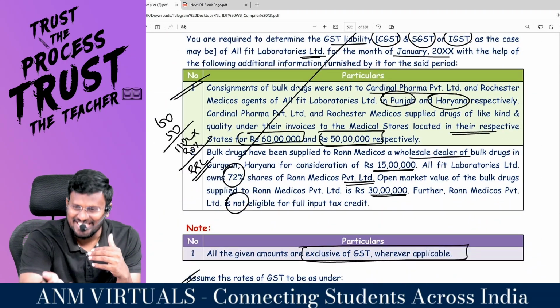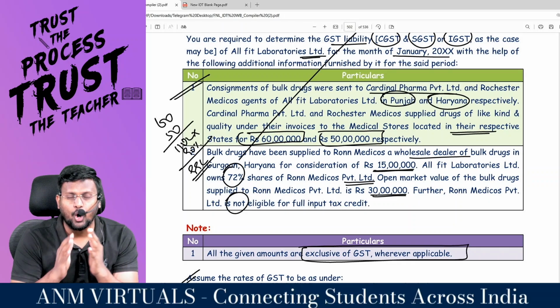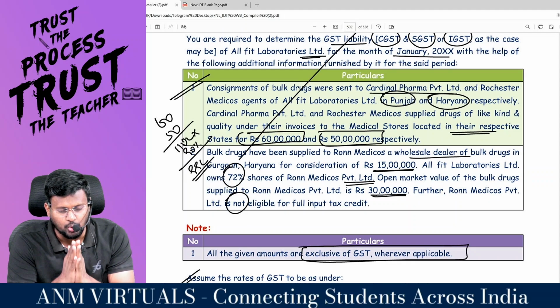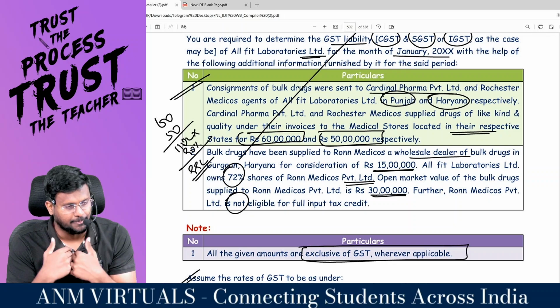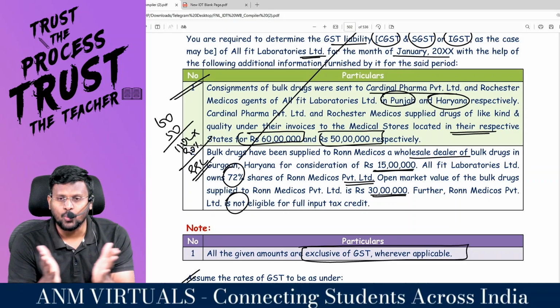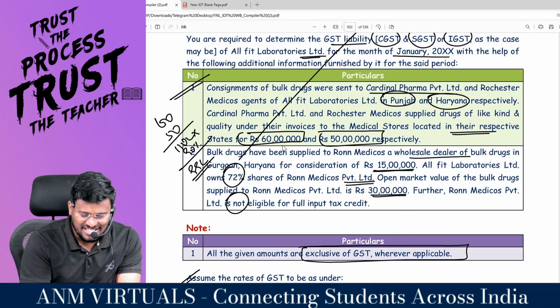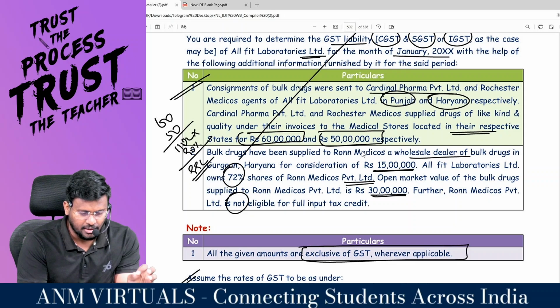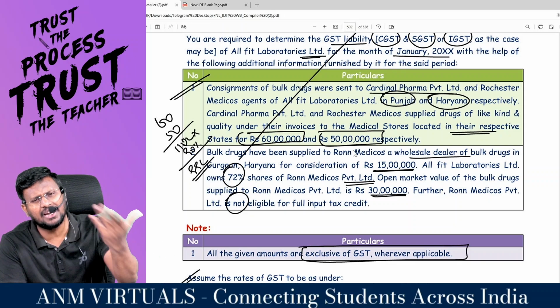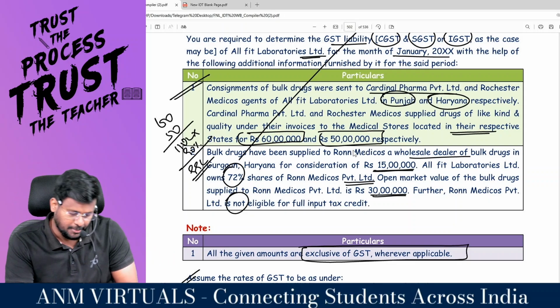You supplied to an agent, rule number 29 will be applicable. Their open market value or 90% of the amount charged by the recipient to his unrelated customer for the like kind and quality will be the value of supply. So you have to add 60 lakhs and 50 lakhs, 1 crore 10 lakh into 90%, 99 lakhs. On that collect IGST because it's an interstate supply.